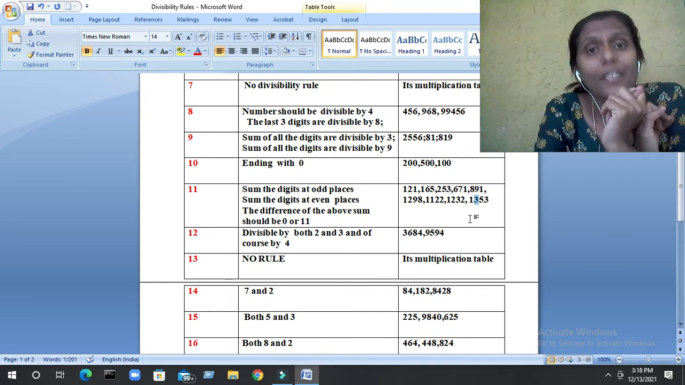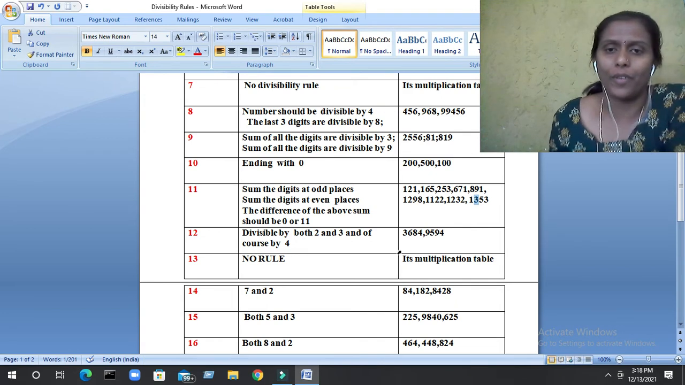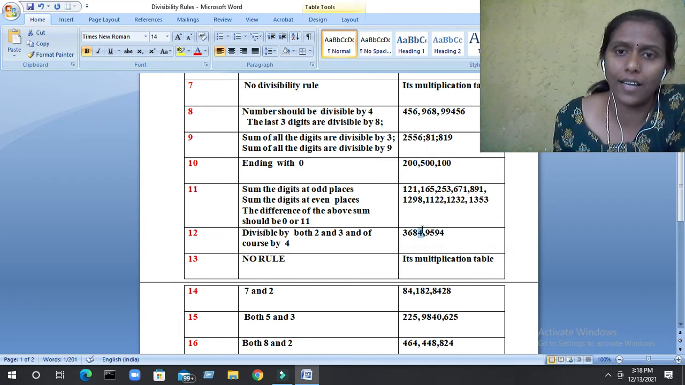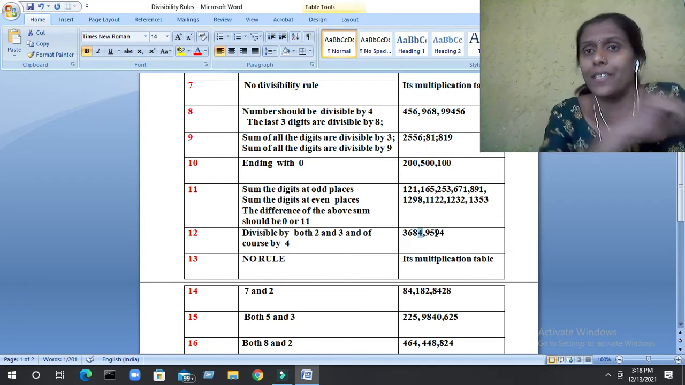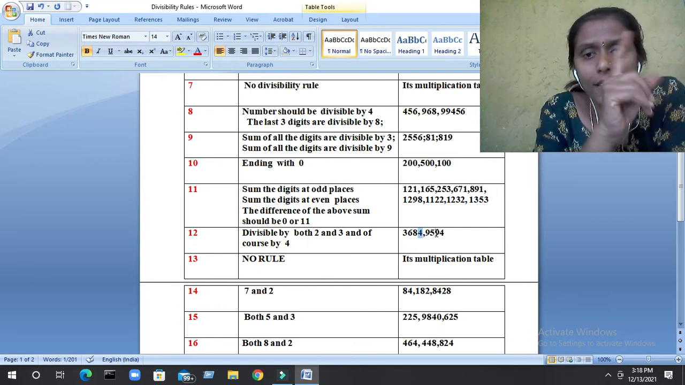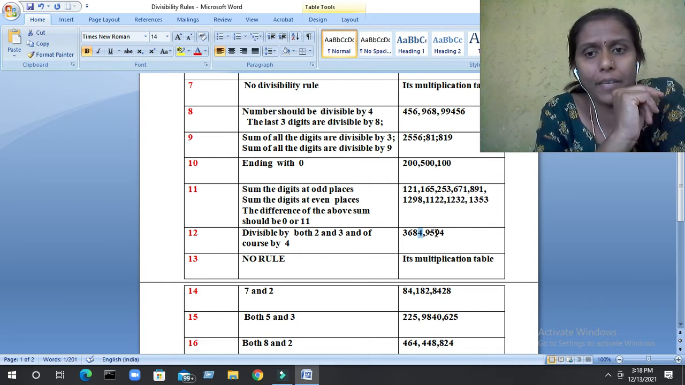Now look at this. 3684. So 4 at the last place, yes, therefore it is divisible by 2. So that one rule is done. And next, 3684, let's see if it is getting divided by 3 or not. 3 plus 6 is 9, 9 plus 8 is 17, 17 plus 4 is 21. Yes, it is getting divided by 3.